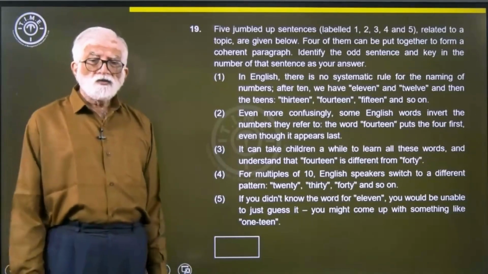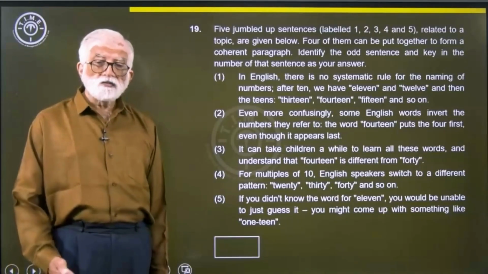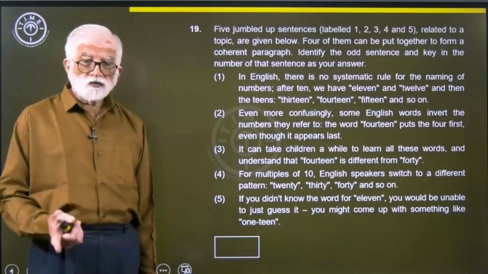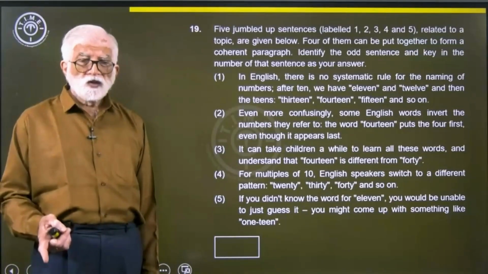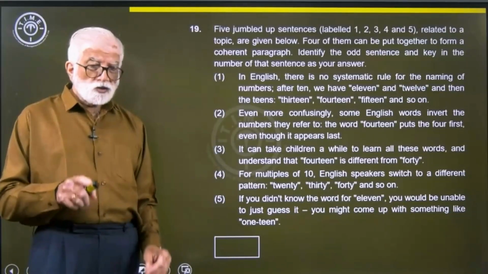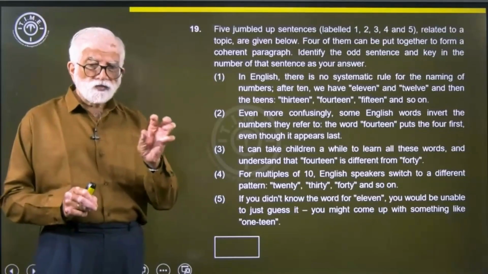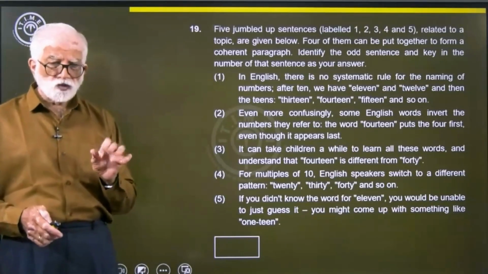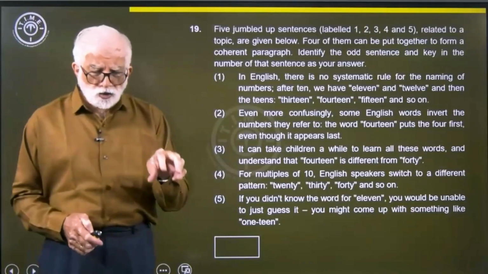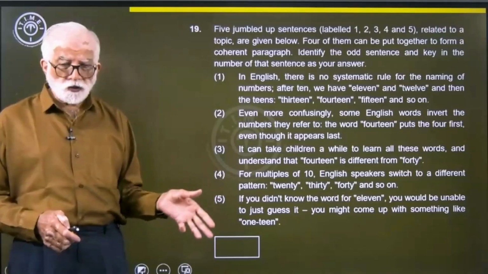Okay. Even more confusingly, some English words invert the numbers they refer to. The word 14 puts the 4 first, even though it appears last, right? So again, you're saying that the teens put the word first. So again, it's not just that there's no systematic rule, there is also no systematic method. Okay. It can take children a while to learn all these words and understand that 14 is different from 40.